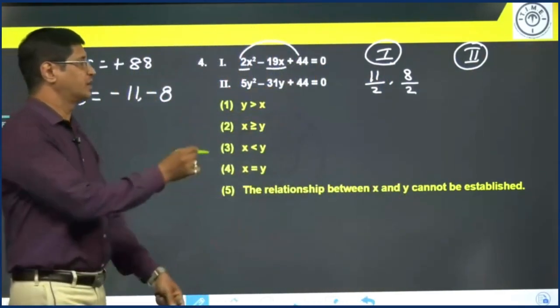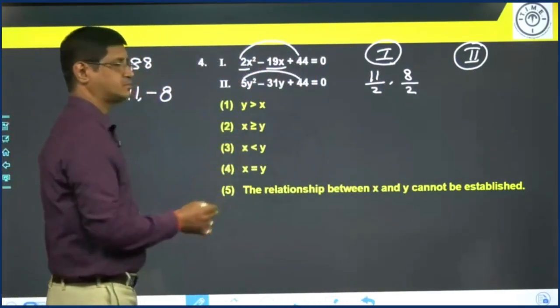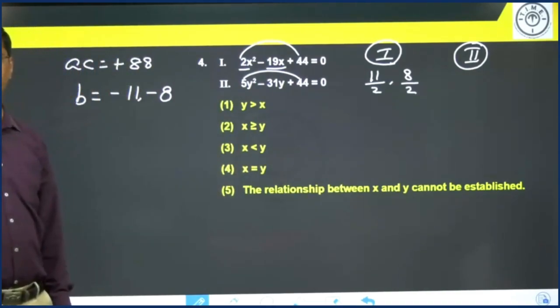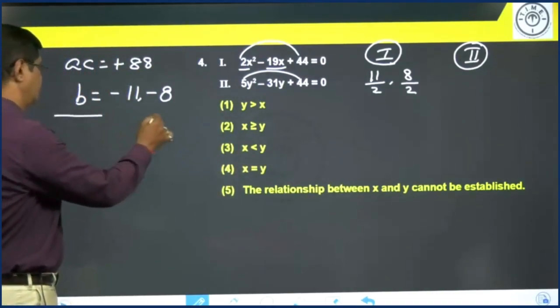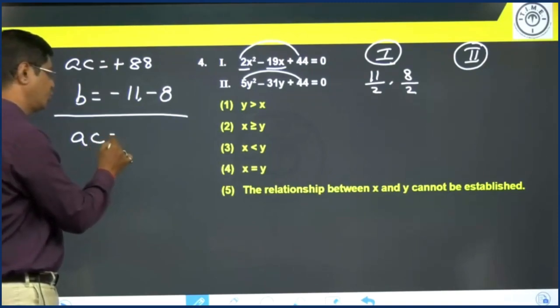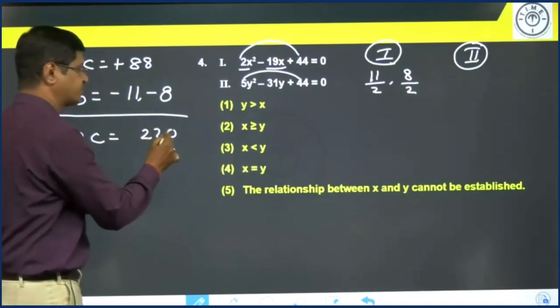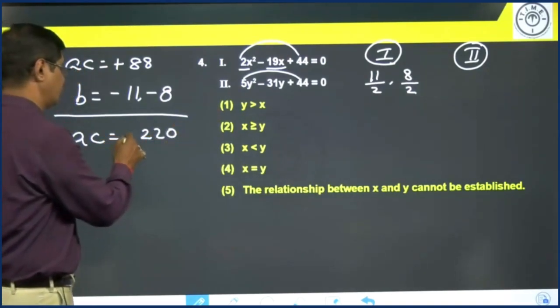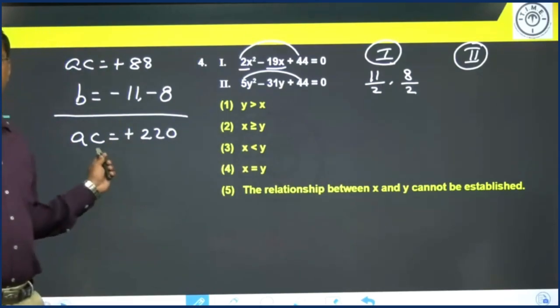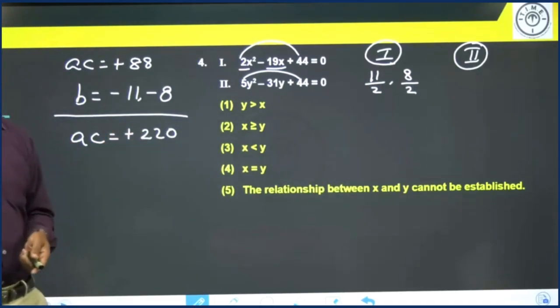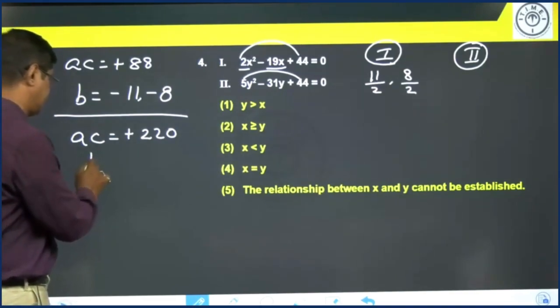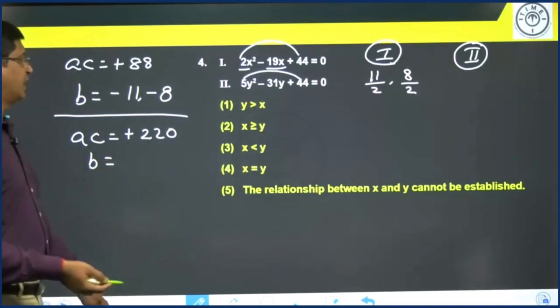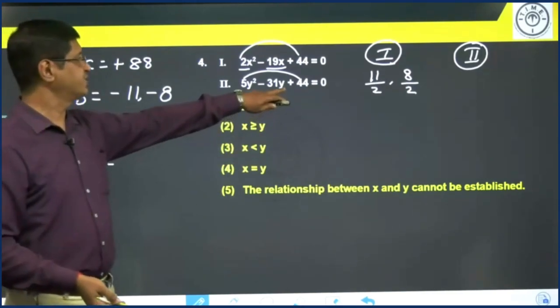5 times 44 is 220. So A into C is equal to 220. What about the sign? Plus 220. The product is positive, which means B is the sum of the two factors. What are the two factors? The sum of the two factors is equal to the middle term.